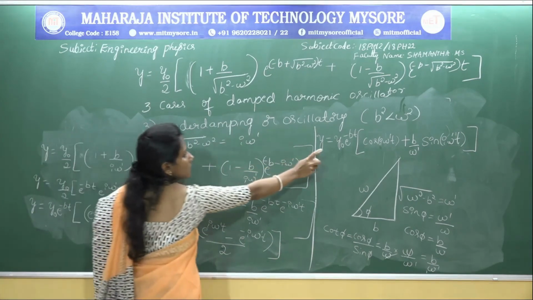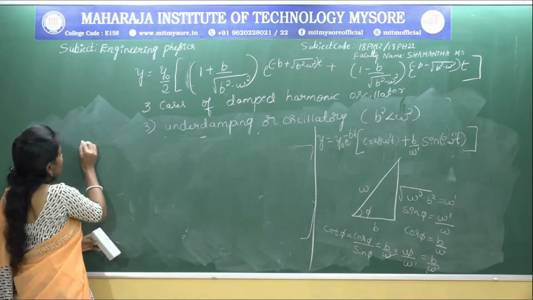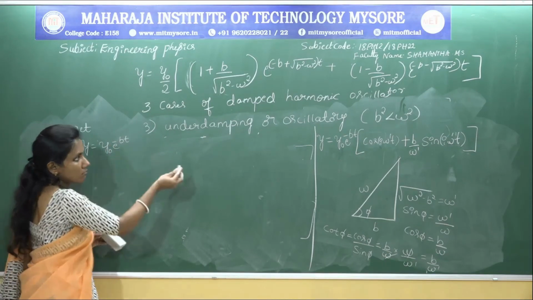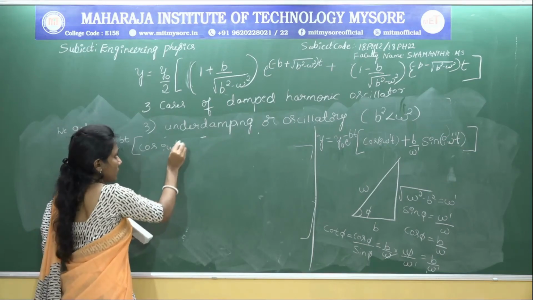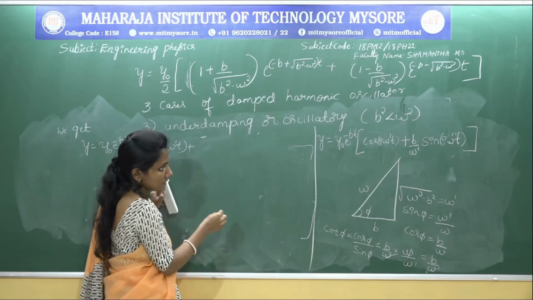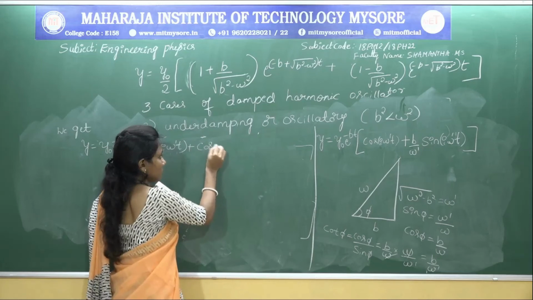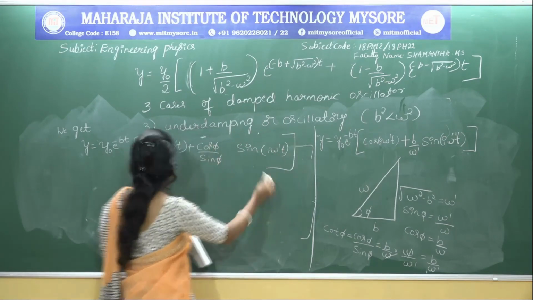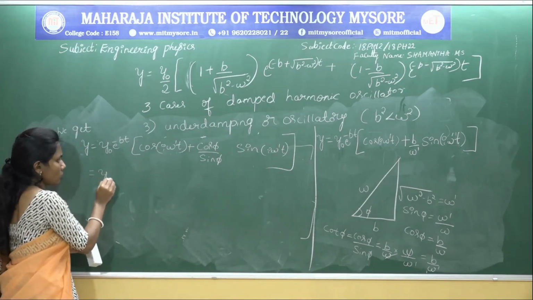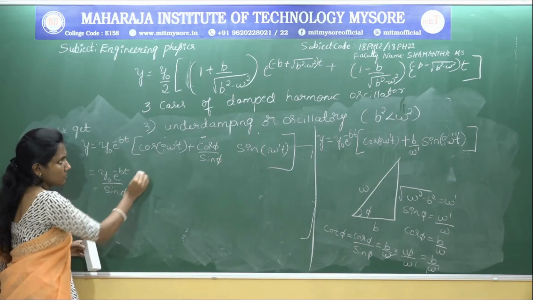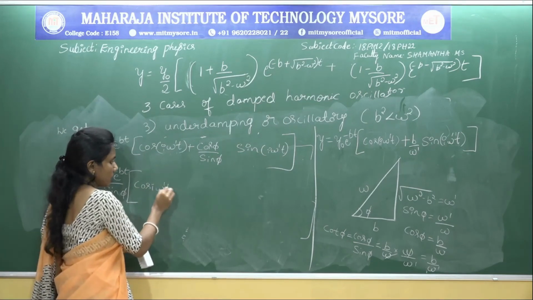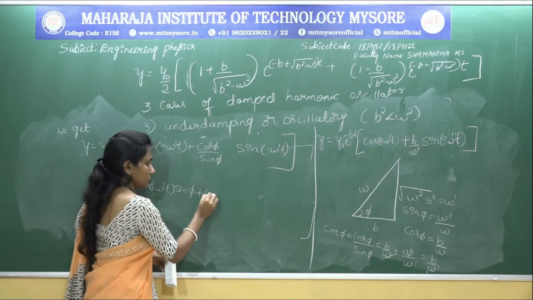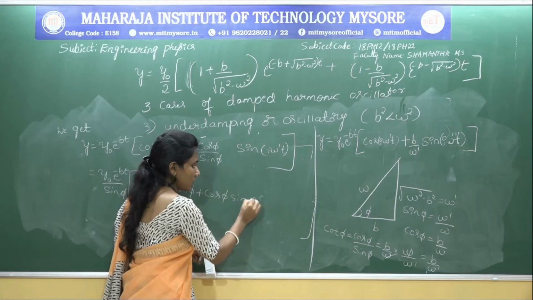So, then this equation will become y is equal to y naught e to the power of minus bt, cos omega prime t plus b by omega prime, which we can write as cos phi by sin phi, into sin omega prime t. So, this is what we got. Here take sin phi outside. Then for further simplification we get cos omega prime t, and when we take sin phi outside, the first term will be multiplied with sin phi, cos phi sin omega prime t.